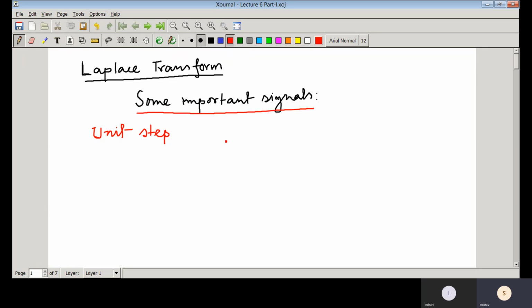Unit step signal means that f(t) is defined like this: f(t) equal to 1 when t greater than 0 and equal to 0 when t less than 0. So this is the unit step function, and the unit step is denoted as u(t).